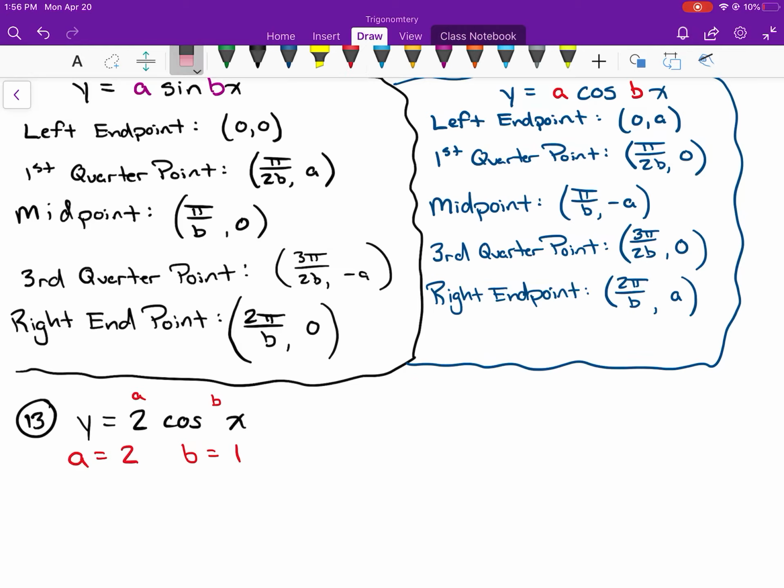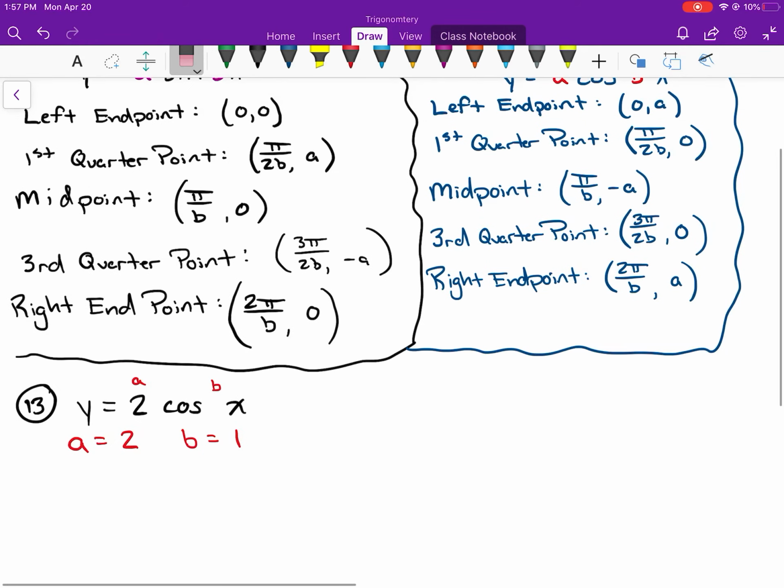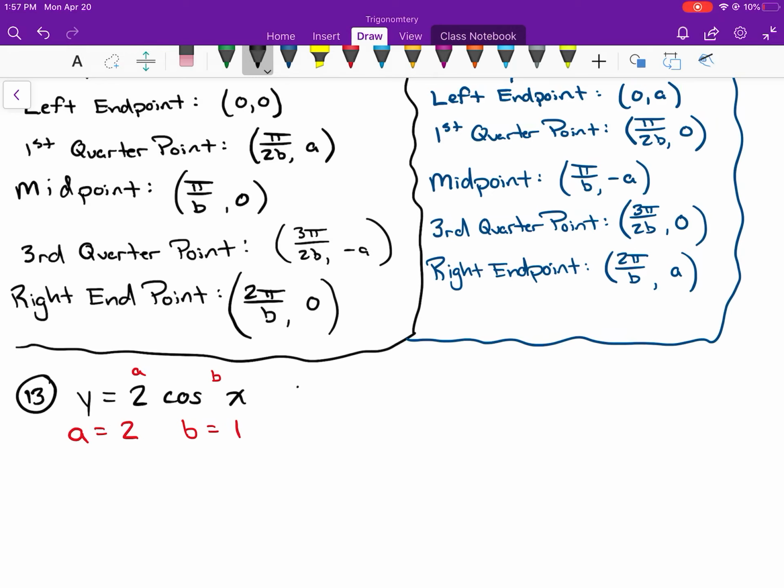In order to graph these, we need 5 points, because the graphs repeat after these 5 points. They just keep going on and on forever, but these 5 points make up the width of the period, it's called. So first thing I'm going to do is my left endpoint, LEP, and that is 0, A.